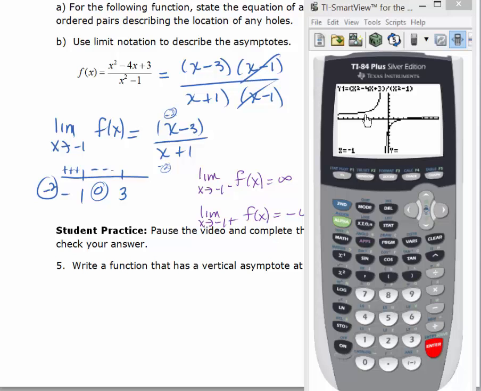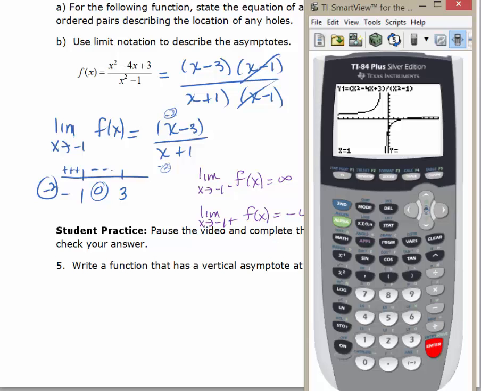And as far as testing the hole at x equals 1, if we trace on 1 and hit enter, now we can see there's not a vertical asymptote there, but we do see that when we trace 1 there is no value. The function is not defined there. And so the calculator kind of confirms our analytical work.